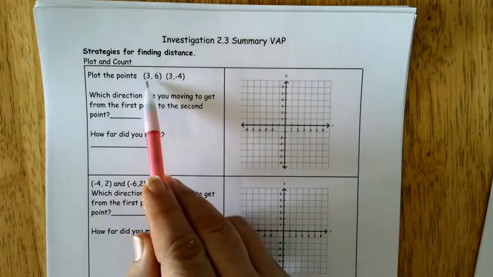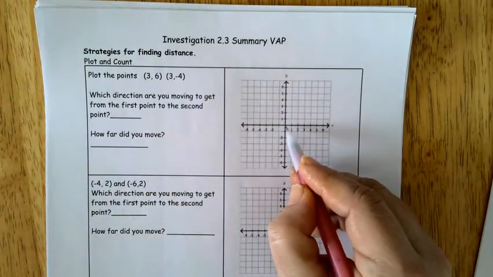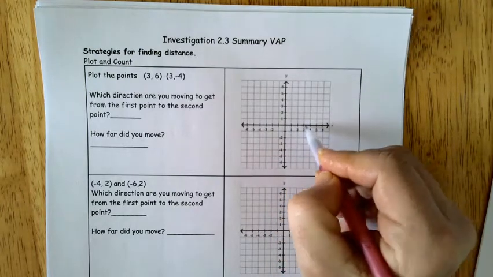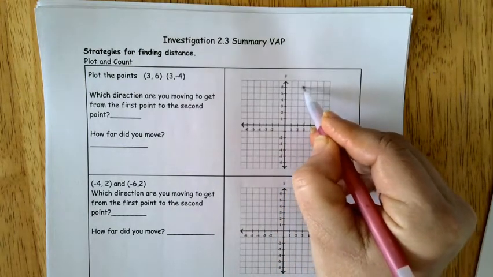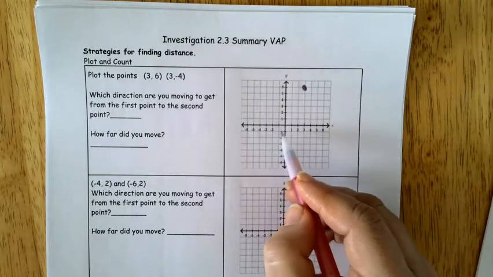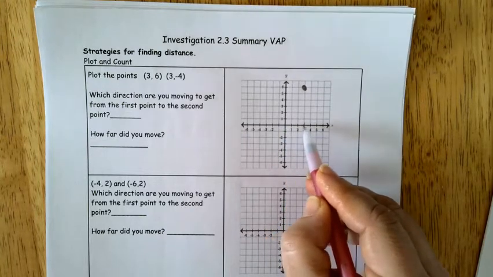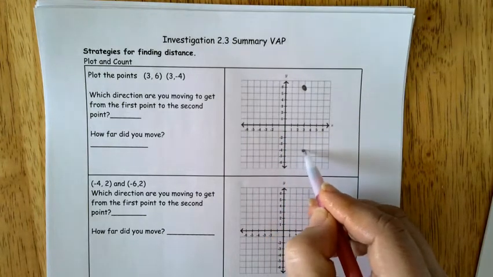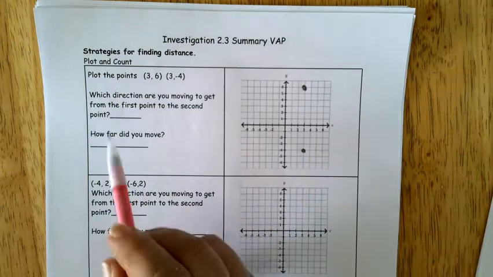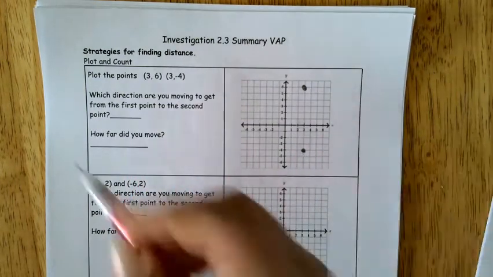So here are 2 points, (3, 6) and (3, -4). Let's start with (3, 6). Start at my origin, go right, go up, and that's my first point. (3, -4), I'm going to start here. I go to the right 3, and then now down 4. So which direction are you moving to get from the first point to the second point? We're moving down.